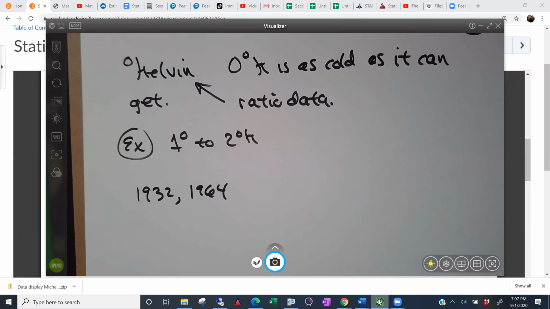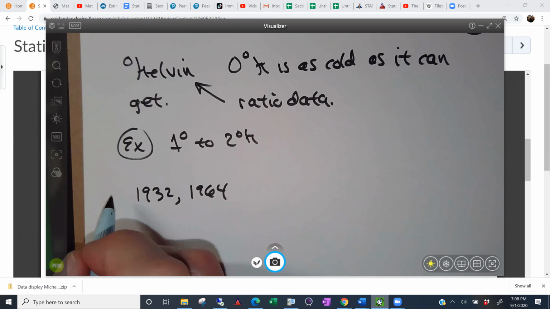pH levels? No, pH levels have a natural zero. Well, let's think. Yeah, can you actually get down to 0 pH? I don't think so. And maybe, I don't know. Say again, Jalal? So for ratio data, you need 0 as a starting point. Yeah, you need a natural zero as a starting point.